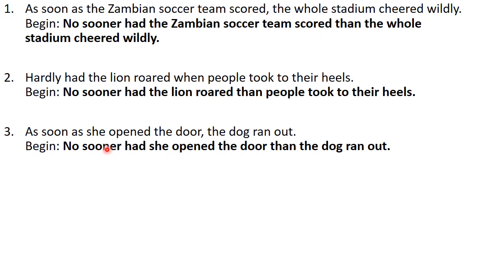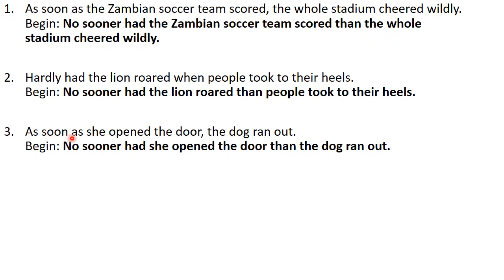If you look at the first sentence that has as soon as, there is a comma here. For a sentence that has as soon as, it will always have a comma here. So when the first action completes, there will be a comma, then the second action. Where there is a comma, that's where you put than. So it will be than the dog ran out. Sometimes they can give you this sentence: no sooner had she opened the door than the dog ran out.